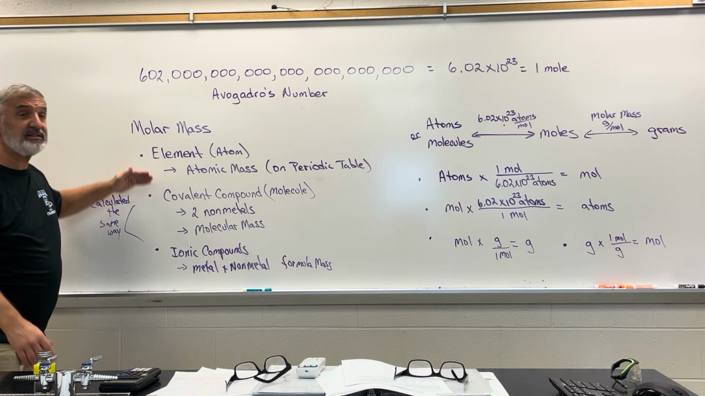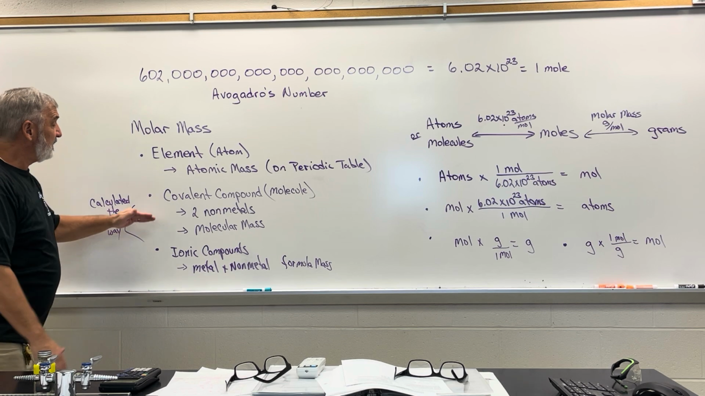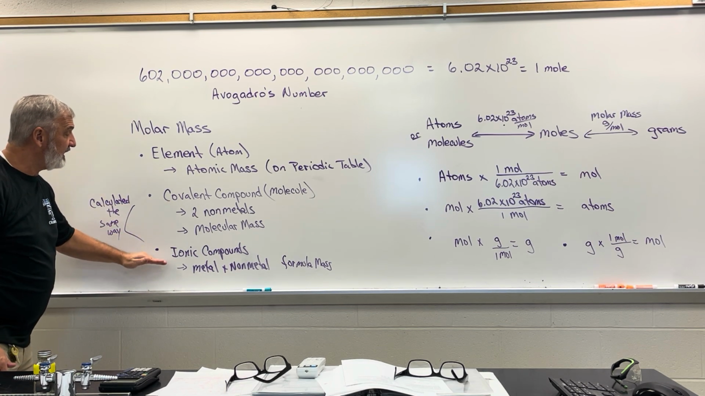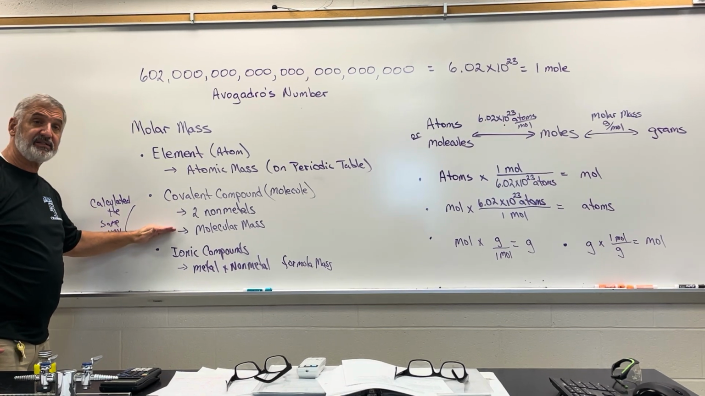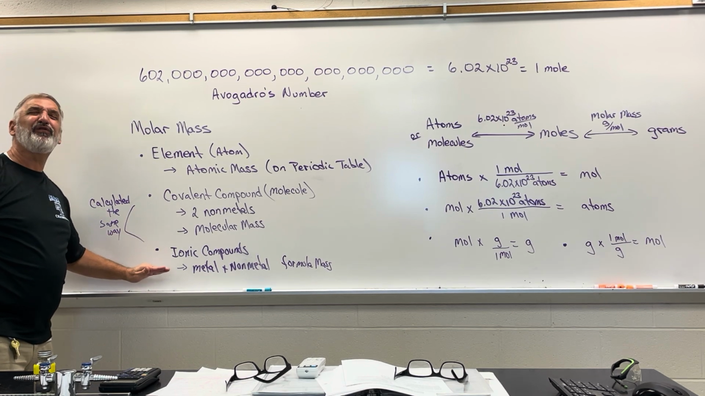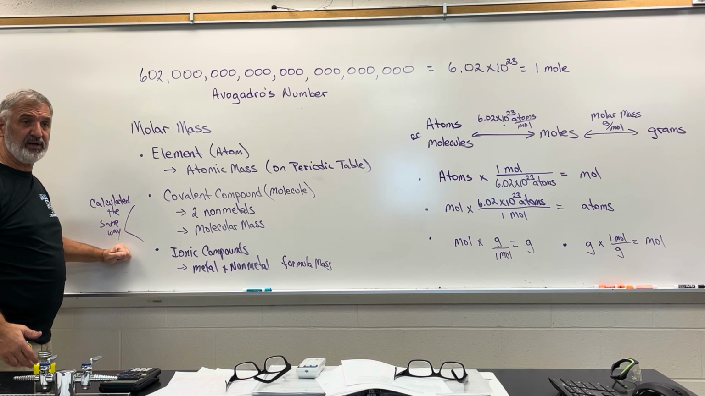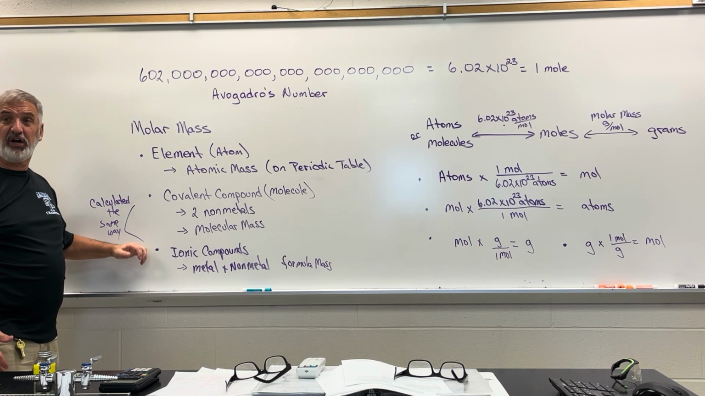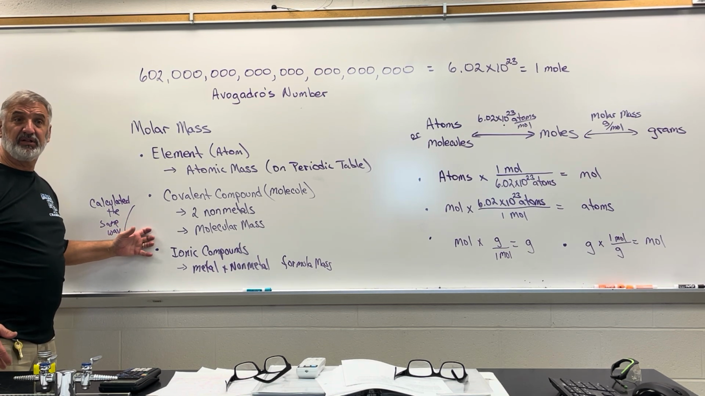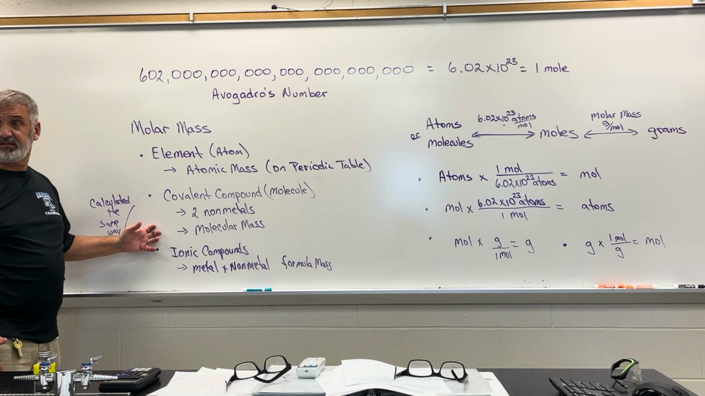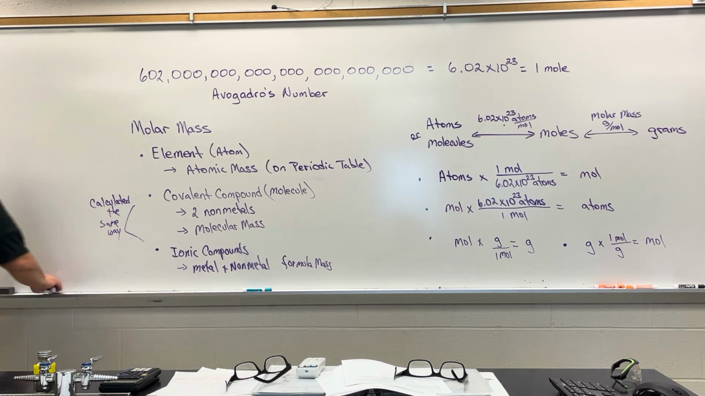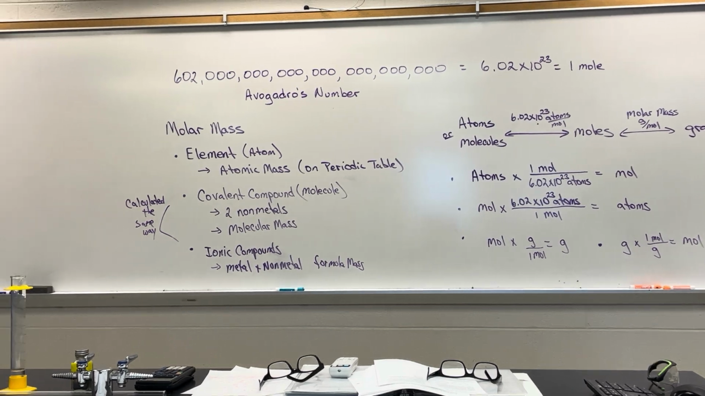But the atomic mass is on the periodic table. If it's a covalent compound, we're going to call it the molecular mass. If it's ionic, it's going to be called the formula mass, because technically they don't form molecules, but we're really going to calculate these in the same way. Now on Tuesday, did we talk at all about how to calculate the molar mass or the molecular mass? So let's do that. How do we calculate that?